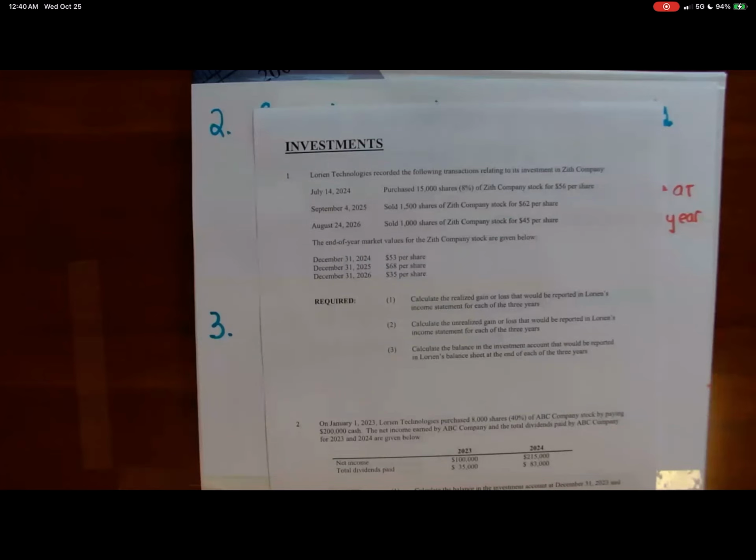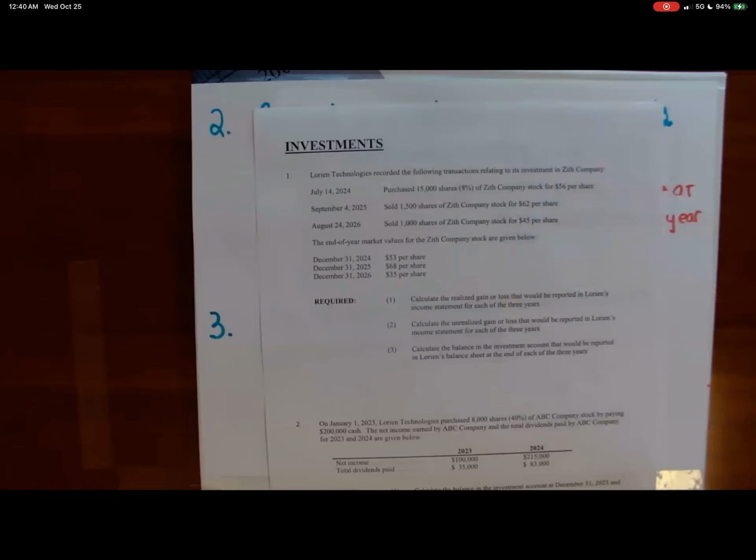On September 4th of 2025, they sold 1,500 shares of the Zith Company stock for $62 a share. And on August 24th of 2026, they sold another 1,000 shares of the Zith Company stock, this time for $45 a share. Underneath those transactions, the end of year market values for the Zith Company stock are given. So we have the market value at the end of each of these 3 years for those shares.